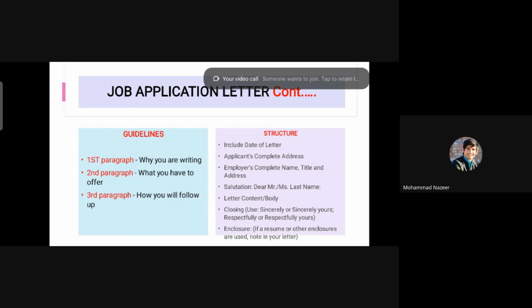Next, we are saying that this is the structure. The structure should include the date of the letter and, apart from that, the applicant's complete address.